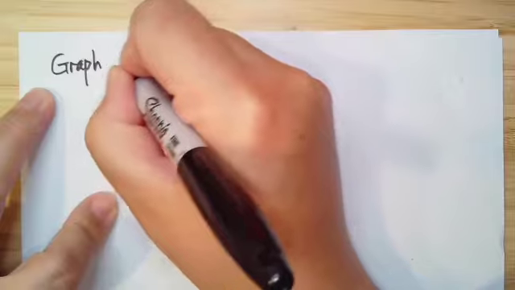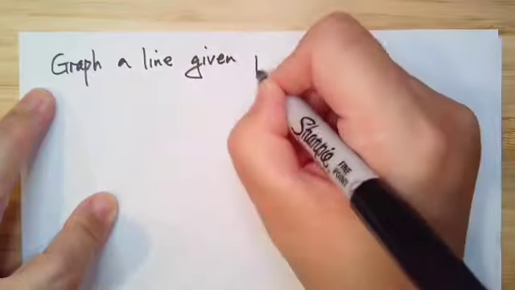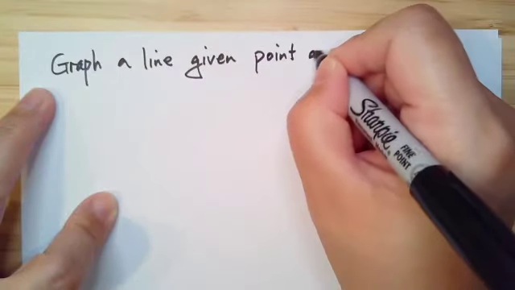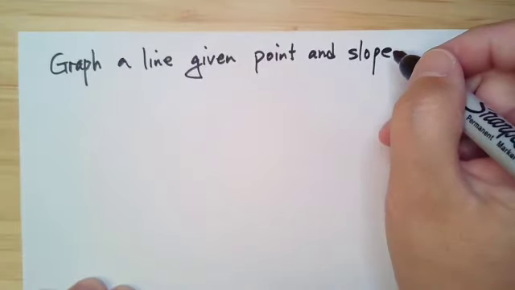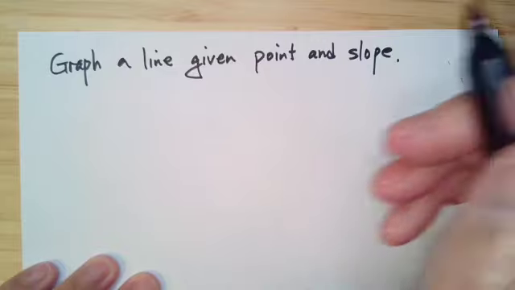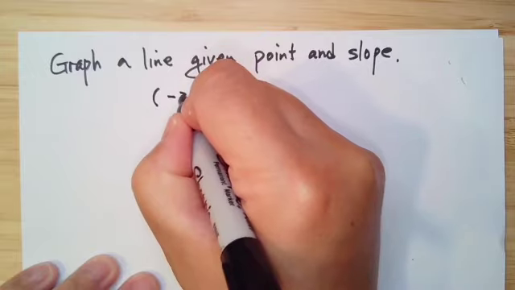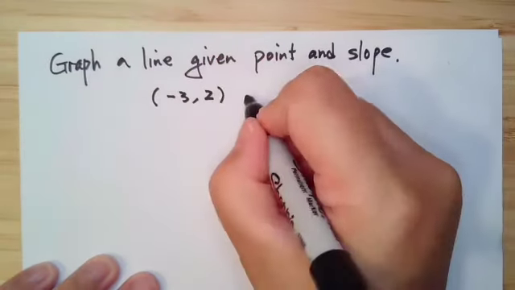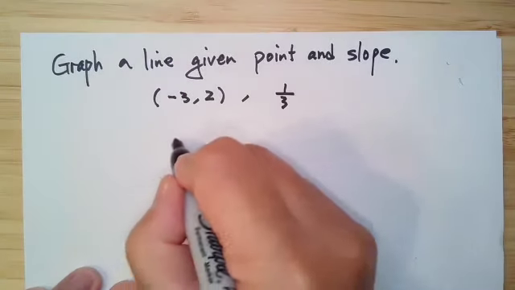And if you know that, let me show you how to graph a line given a point and slope. Okay, I give you the point and the slope. Let's see, I give you the point is -3 and 2, and the slope is 1/3. How do you graph that? Let me show you how to graph that.